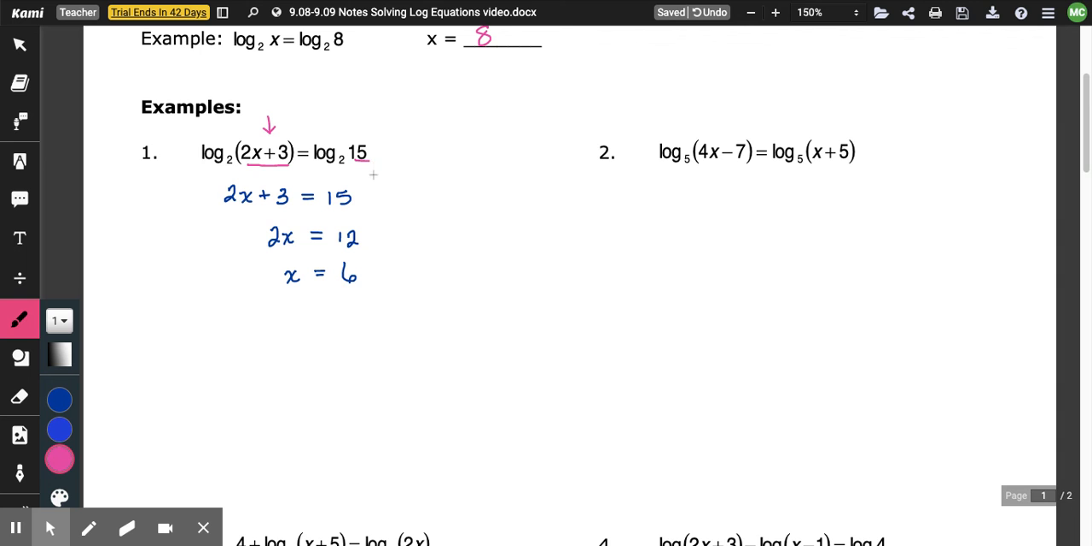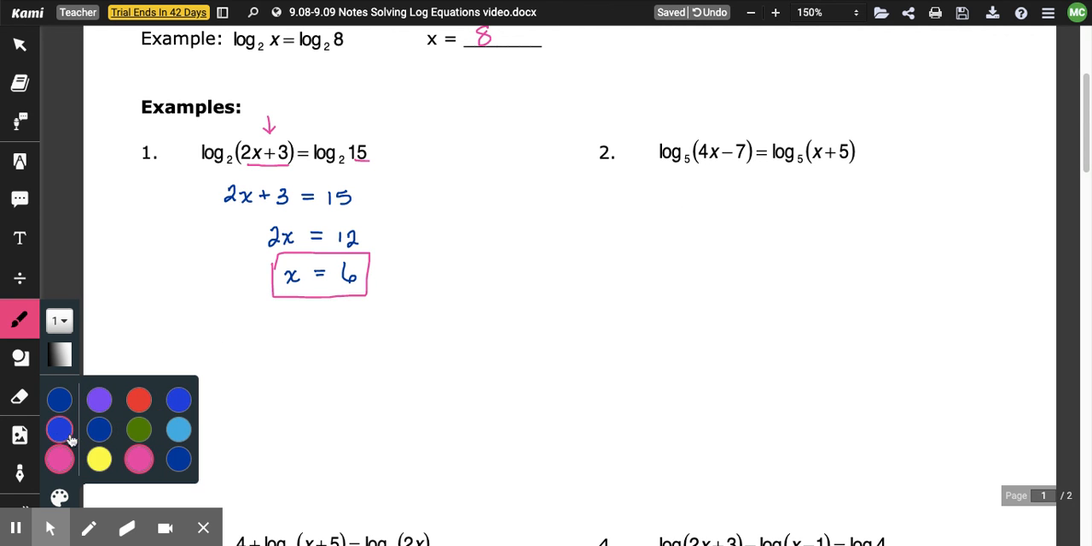So if I took 6 and I put it in place of x here, that would be 2 times 6 plus 3, which would be 15. And that is a positive number, so that means 6 is a good answer. Okay, we'll try one more like that. We've got log base 5 of 4x minus 7 equals log base 5 of x plus 5.